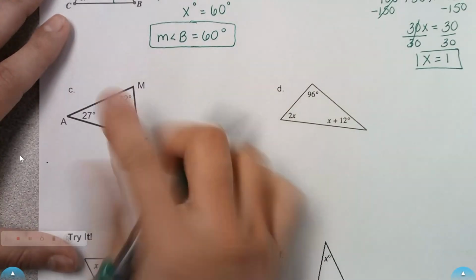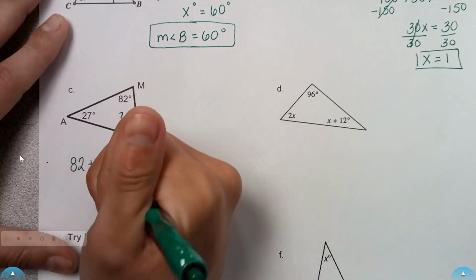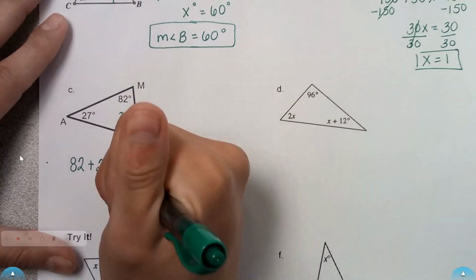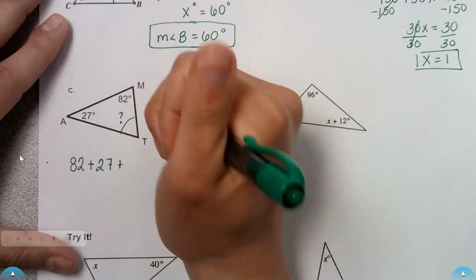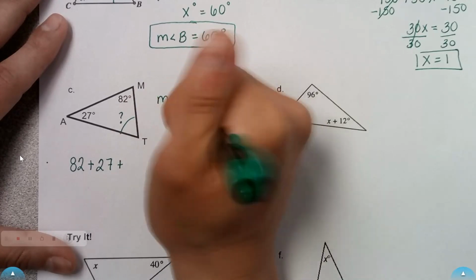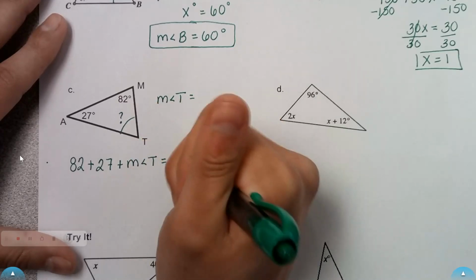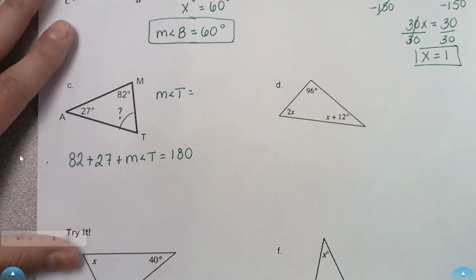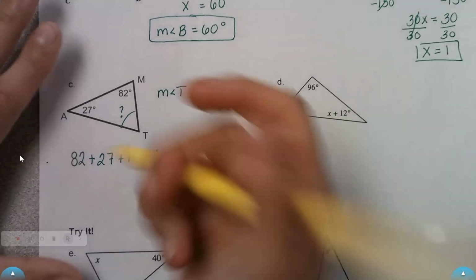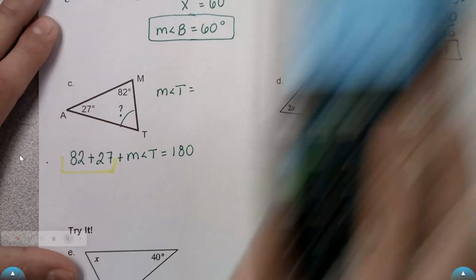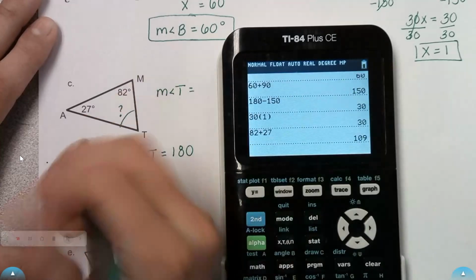I do know that I have 82 plus 27 plus here I have this angle that I'm trying to find. That's the measure of angle T, right? Ultimately, I'm trying to figure out what T is. Plus the measure of angle T equals 180 degrees. Okay, let me combine my like terms. So 82 plus 27 is 109.